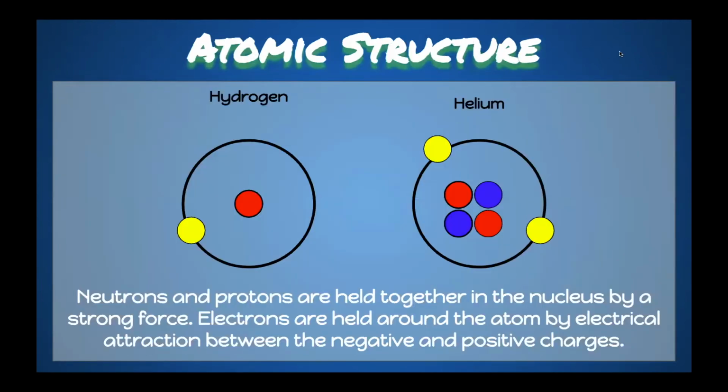Okay, so we're going to start with the atomic structure with hydrogen and helium. Neutrons and protons are held together in the nucleus by a strong force. Electrons are held around the atom by the attraction between the negative and positive charges. As you can see, in hydrogen, the red represents a proton, the yellow represents an electron, and there are no neutrons. Helium has 2 protons and 2 neutrons in the nucleus, and then around are 2 electrons.